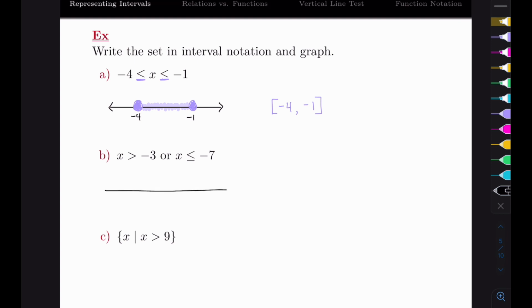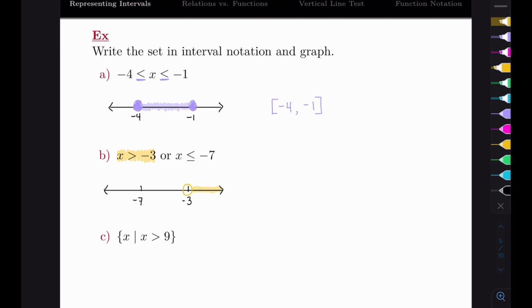For the second one, we actually have 2 different intervals. So I can take x values that are bigger than -3 or x values less than or equal to -7. So between these 2 numbers, -7 is the smallest, and -3 goes here. So if we graph this first interval, I can take x values greater than -3. I can't fill in the circle because I have that strict inequality, but I can take all x values greater than it.